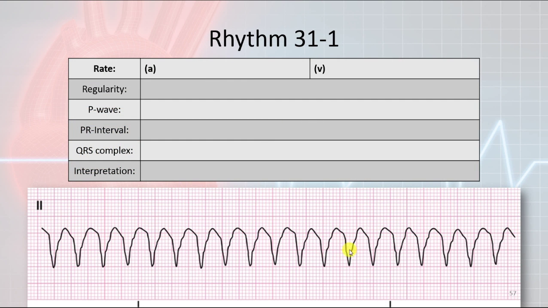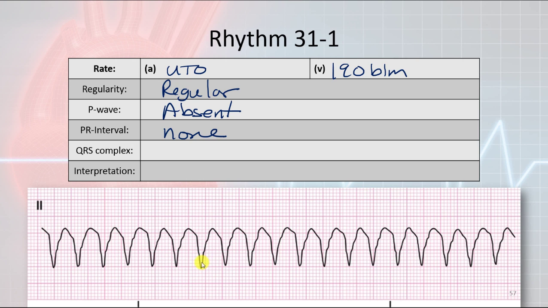Let's go ahead and look at this rhythm here. As you can see, that is a clear VTach. Atrial rate is unable to obtain. The ventricular rate, you can usually just do between 2 PVCs like that, or you can do the 6-second method. 1, 2, 3, 4, 5, 6, 7, 8, 9, 10, 11, 12, 13, 14, 15, 16, 17, 18, 19. So we'll say this is a 190 beat per minute ventricular rate. Regularity is going to be regular. P waves are absent. PR interval is none.